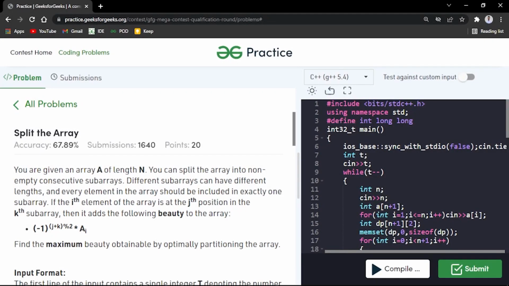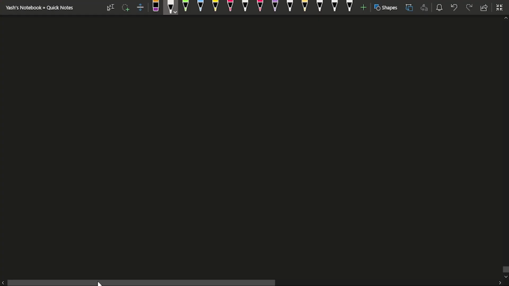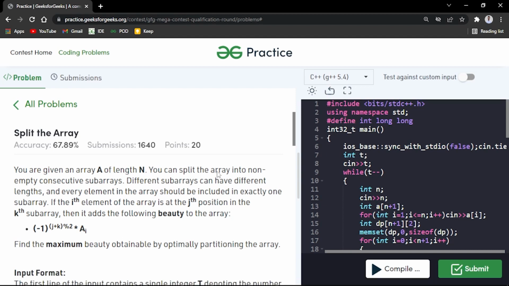Hi everyone, in this video we'll be discussing the video editorial for the problem split the array. In this particular question, what you'll be given is an array of length n. So basically you'll be having an array that will be of length n, so it will have n elements inside it. After this, what you have to do is, you can split this given array into non-empty subarrays, right? So you have to split this particular given array into non-empty consecutive subarrays.